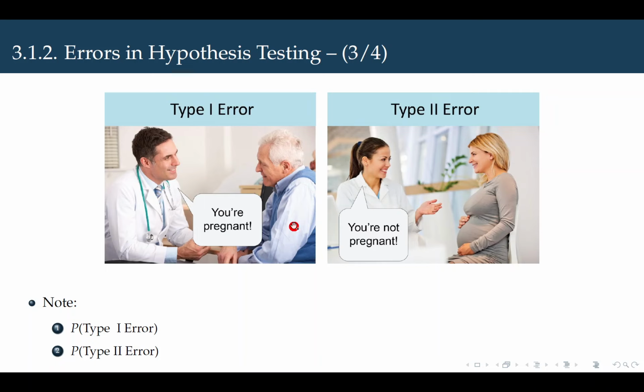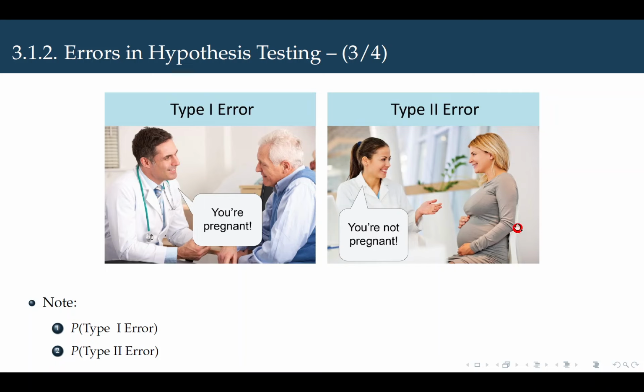So for this individual, no pregnancy is true. But the doctor says you are pregnant. That means here H naught, which states there is no pregnancy, is true. But the doctor says you are pregnant. That means the doctor rejects the null hypothesis, which is actually true. Therefore, here we are committing type 1 error.